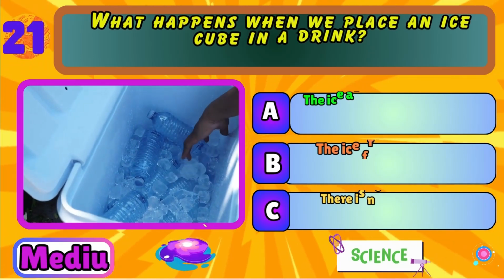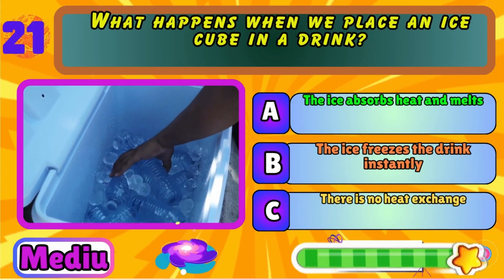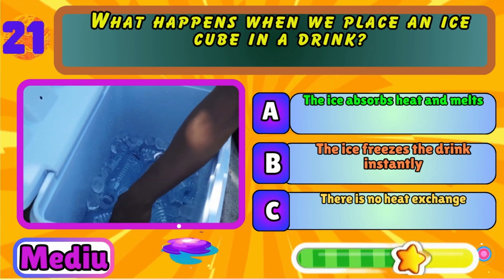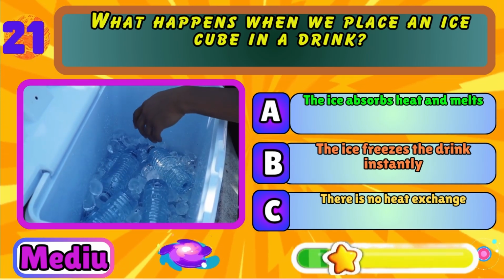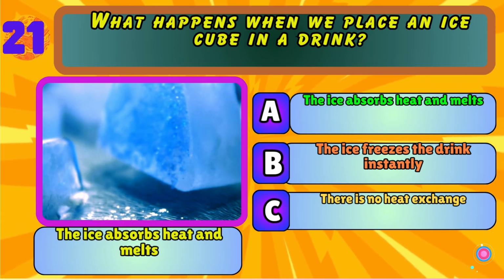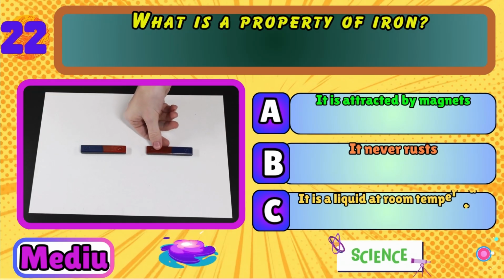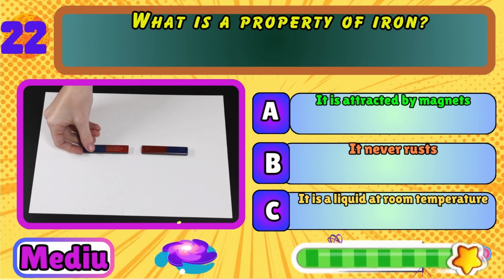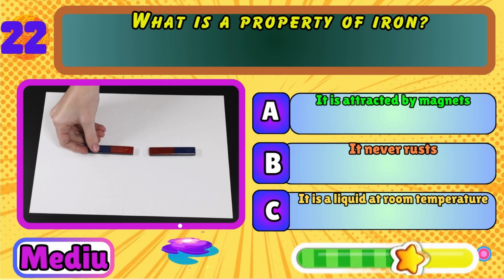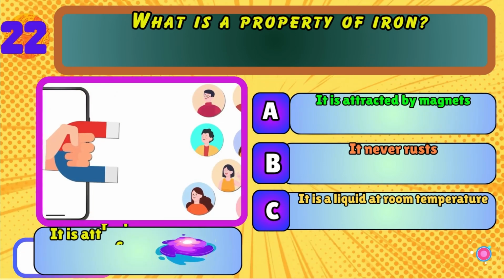What happens when we place an ice cube in a drink? The ice absorbs heat and melts, the ice freezes the drink instantly, or there is no heat exchange. The ice absorbs heat and melts. What is a property of iron? It is attracted by magnets, it never rusts, or it is a liquid at room temperature. It is attracted by magnets.